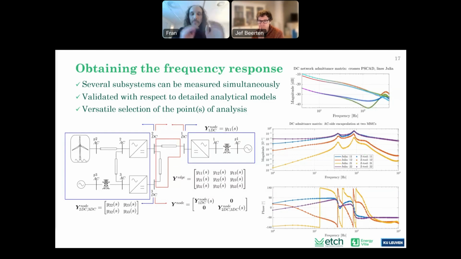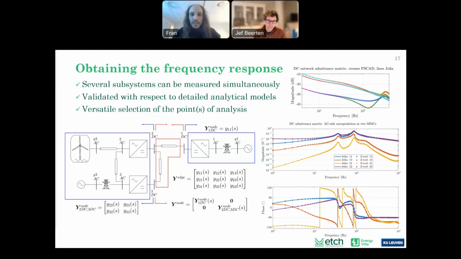For instance, you can now decide, okay, I want to have more detailed information, so I would like to obtain the frequency response from all the DC terminals. And then you do, let's say, a DC side specific study. So in this case, you would still get the same frequency response from the subsystem on the right, but now the subsystem on the left encapsulates a larger AC grid.